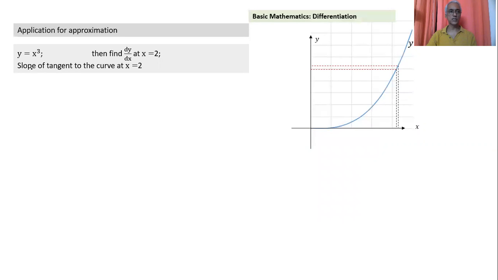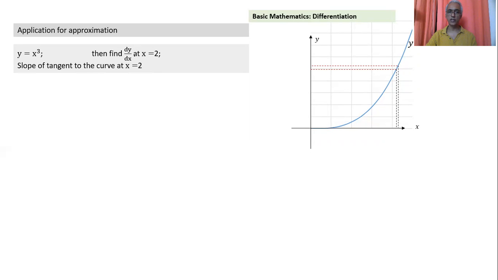So what is the function given here? y is equal to x cube, which basically means the value of y depends on x, or y is a function of x. What kind of function? It is a cubical function. And what we need to find here is dy by dx at x equal to 2. There's another way we can interpret this question.